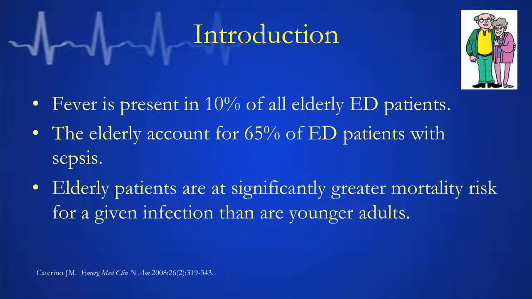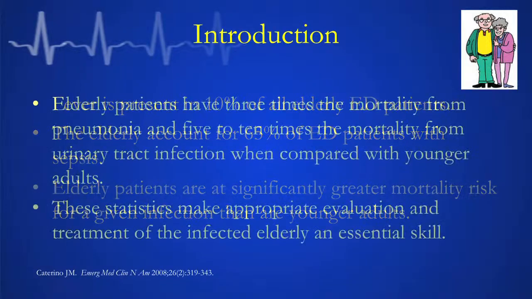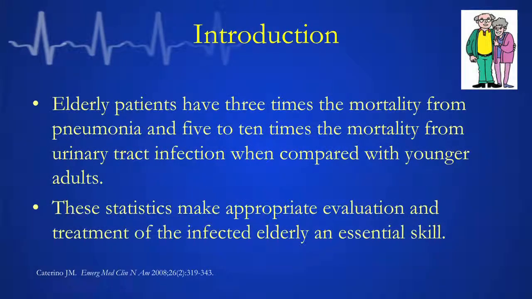The elderly account for 65% of emergency department patients with sepsis. Elderly patients are at significantly greater risk of mortality for a given infection than are younger adults. Elderly patients have 3 times the mortality from pneumonia and 5 to 10 times the mortality from urinary tract infection when compared with younger adults. These statistics make appropriate evaluation and treatment of the infected elderly an essential skill.